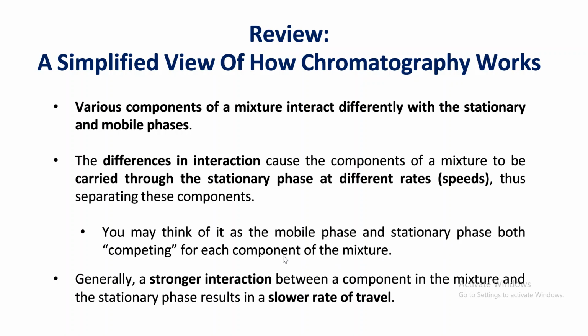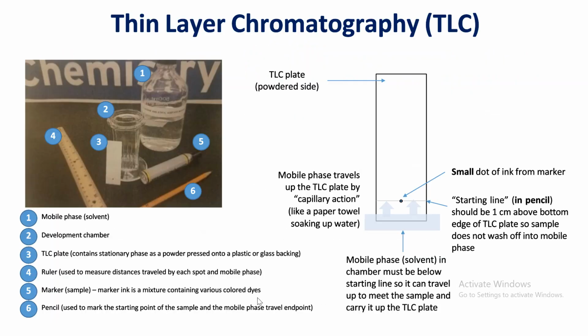So again, generally the stronger interaction between a component in the mixture and the stationary phase will result in a slower rate of travel, and the weaker interaction will result in a greater speed or greater rate of travel.